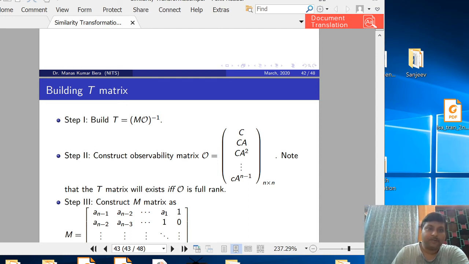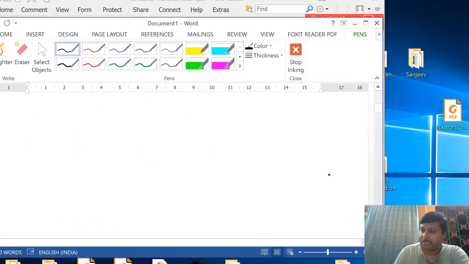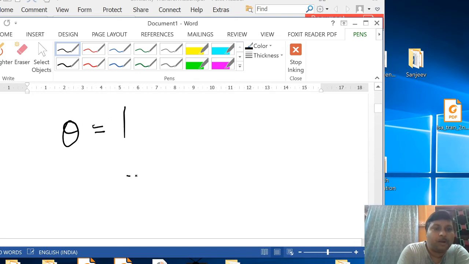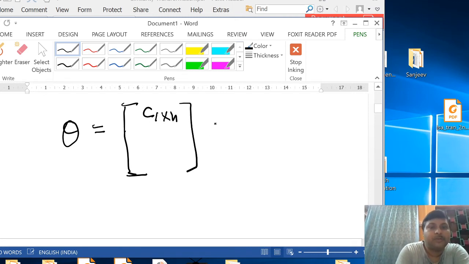So now first you have to find out the O. The observability matrix is C, CA, CA square, up to C A n minus 1, and the dimension of this matrix will be n cross n. How? Now you see, that is what we are telling, that the observability matrix will look like what? Now C, what is the dimension of C? It is 1 cross n. So it will be something like this. It is a row vector.